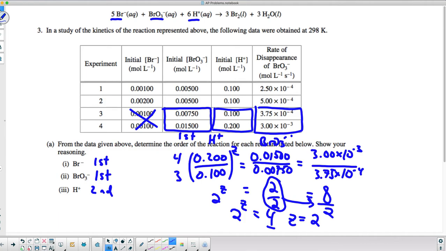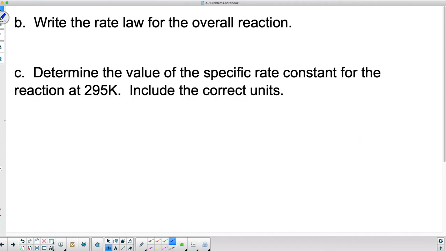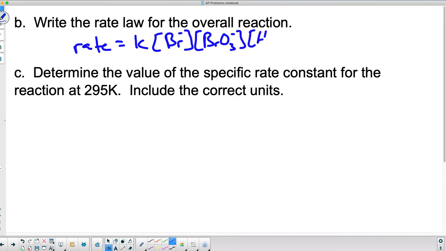Okay? So once I get this, my next question is, what is the rate law for the whole equation? So I write the rate law like rate equals K bromide minus to the first, bromate minus to the first, and H plus to the second. So first, first, and second. Determine the value of a specific rate constant for the reaction. Okay. Include the correct units.